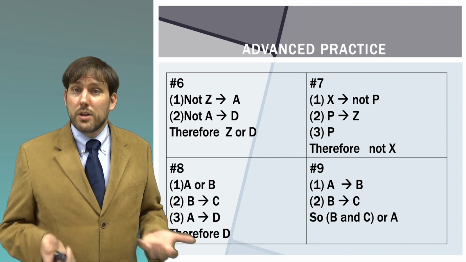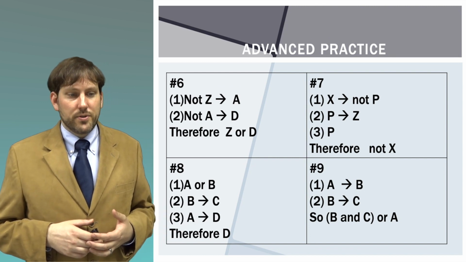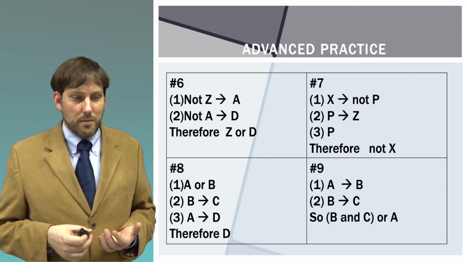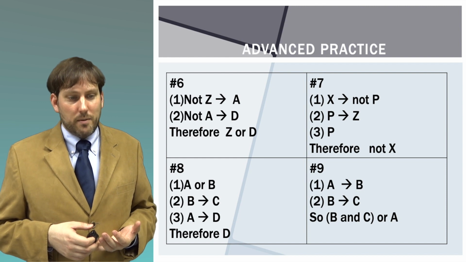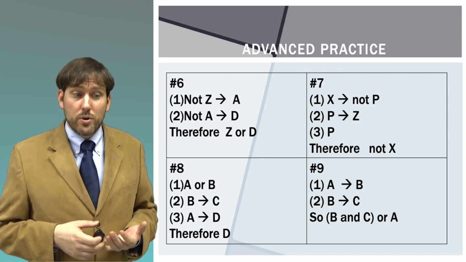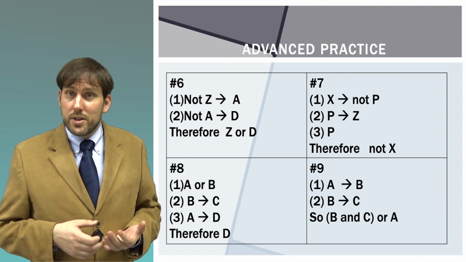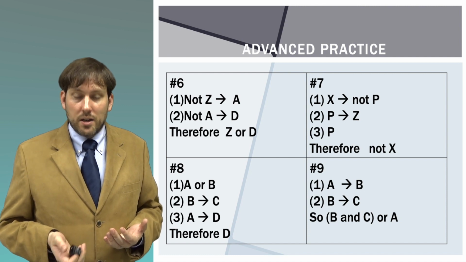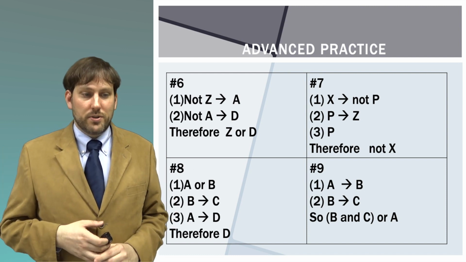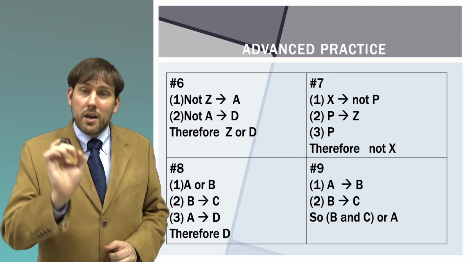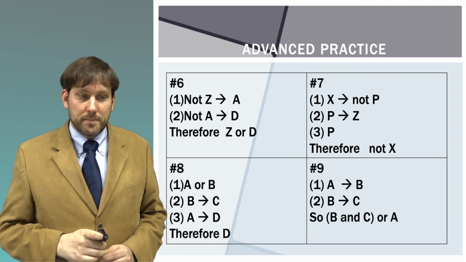So let's see if we can do that with a few more examples. So if we had the argument not Z implies A, not A implies D, therefore Z or D. In this case, we would start by setting Z or D to false. This would tell us that both Z and D are false.